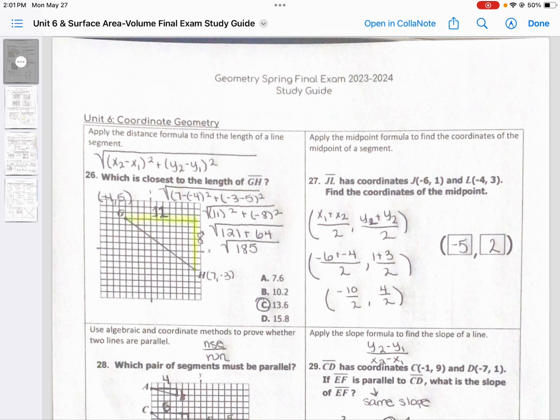All right, so coordinate geometry. Remember, we focused on distance and midpoint, slope. That's what you're always really focused on, parallel and perpendicular lines, right? So 26: which one is closest to the length of GH?